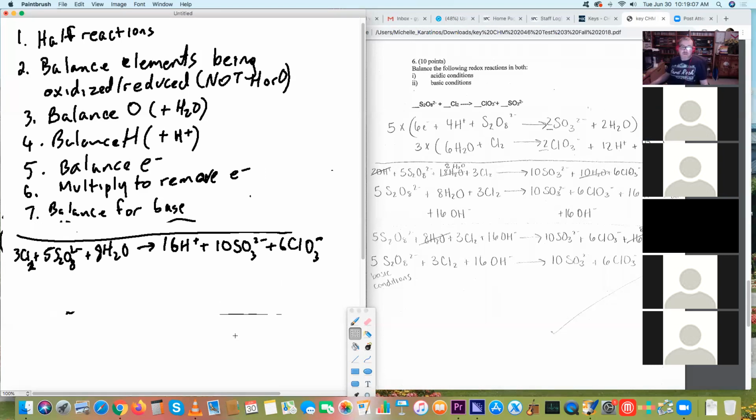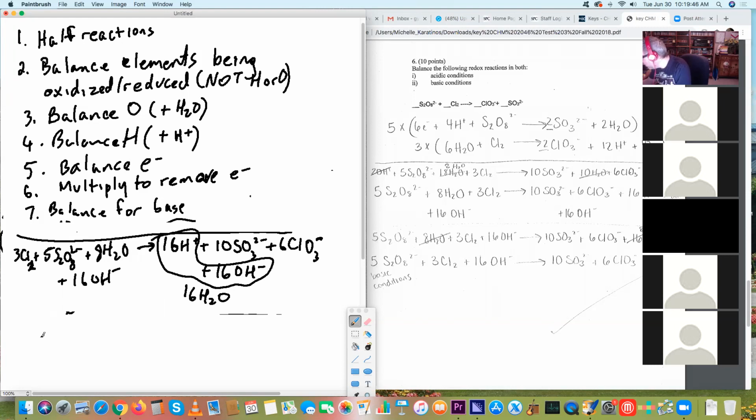Okay, so that's balanced for what we call acid because we've got H plus in there. Now we're going to look at how we might balance for base. What I would do is add 16 OH minuses to both sides. It's like you're titrating. So you've got 16 H pluses, so you know you have to add 16 OH minuses to each side. Now the H pluses and the OH minuses combine together, and that gives us water. It'll be 16 waters.